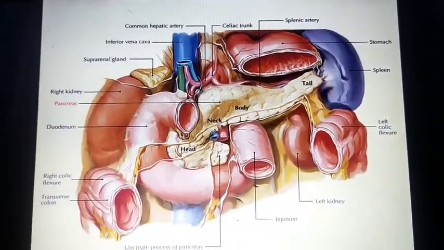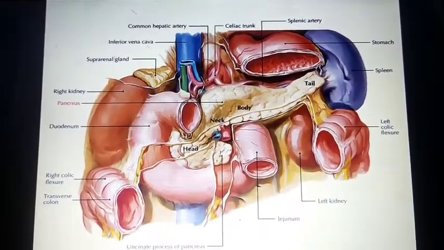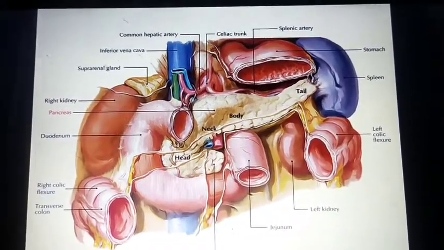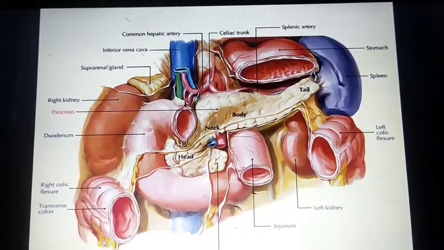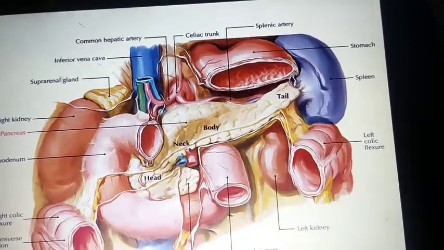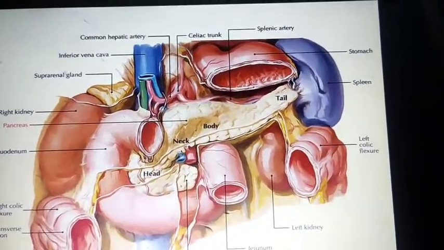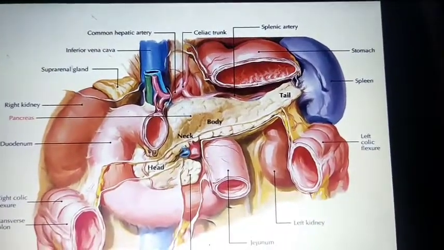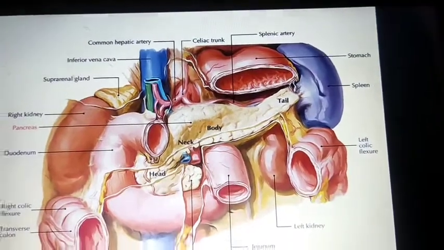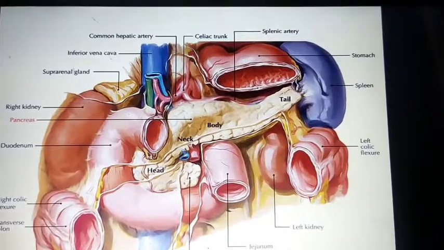tail. In the head, there is one process, that process is called the uncinate process. Neck is the narrower part of the pancreas. Body also has one process at the superior border. That process is called the tuber omentale. It attaches to the lesser sac and the stomach. That's why it is called omentale. Omental means fat or omentum. Tuber omentale, and it has the tail.